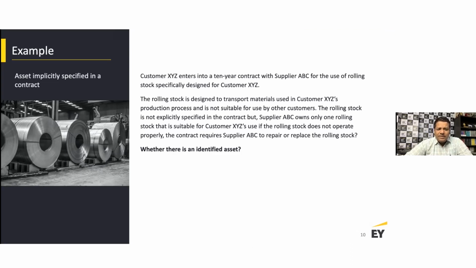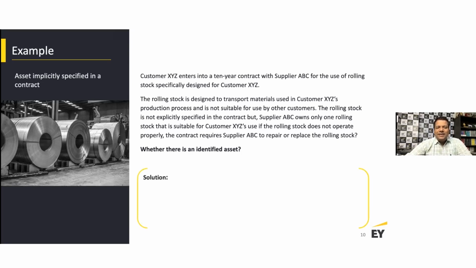Now, if that is the case, then what is the situation here? When you look at the contract, it's a supply contract, a supply of rolling stock. I have not said that I need this particular asset from you, Mr. Supplier. I said I need supply of rolling stock. However, the fact pattern also suggests that this supplier has only one rolling stock. That's the only rolling stock which is available to you. And hence, what does that mean? That means that's the only asset which is available.